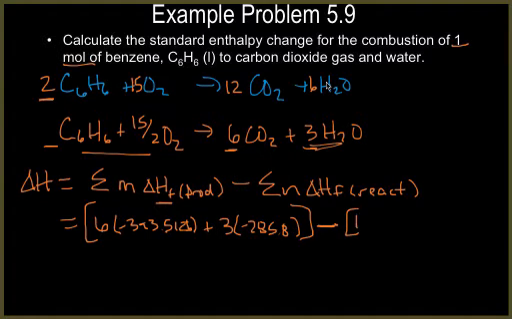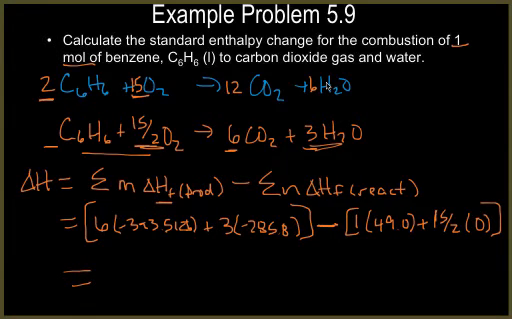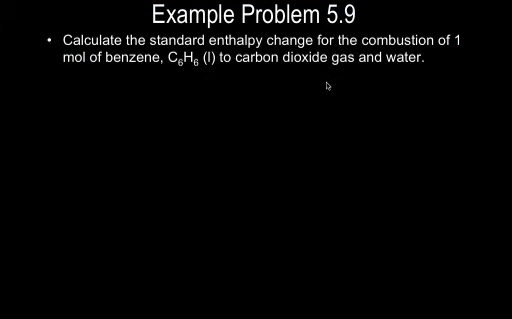So 1 times 49.0 kilojoules plus, down here, 15 halves times 0, because it's an element by itself. That's my oxygen. I'm going to add all that up. My overall heat of reaction here is negative 3267 kilojoules. Okay, so again, all the heats of formation of the products minus all the heats of formation of the reactants. All right, next slide is another one just like it.